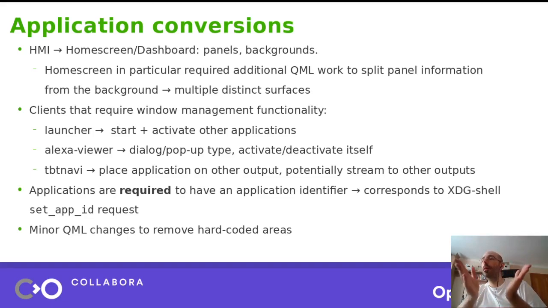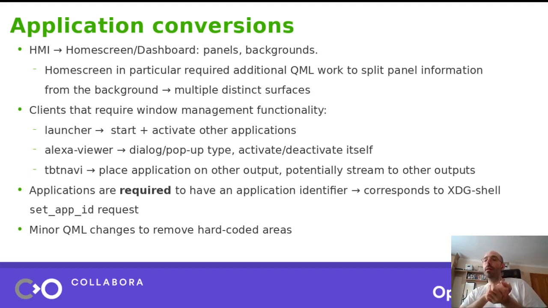For example, the launcher uses the AGL shell desktop to activate other applications. Home screen starts them, and the private extension activates them. Alexa Viewer needs the ability to hide itself, so it also binds to the AGL shell desktop private extension. TPT Navi would like to be displayed on a different output, or potentially a stream one, so it uses the AGL shell desktop extensions to set itself as a remote kind of surface.